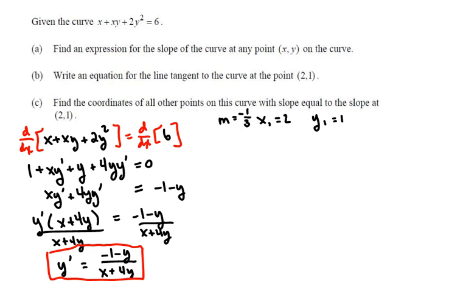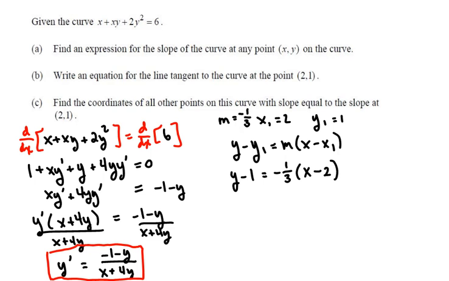And now I'm ready to find the equation of that tangent line. I start plugging in. y1 is 1, m is negative 1/3, x1 is 2, and that is sufficient. That is an equation of the line tangent to the curve at the point (2, 1). It doesn't necessarily have to be in y equals form.